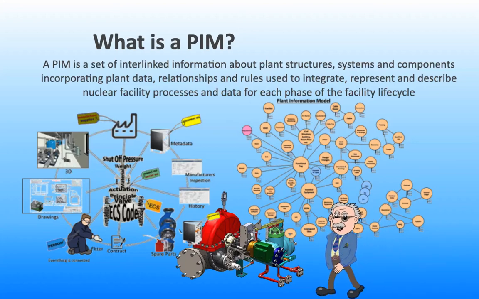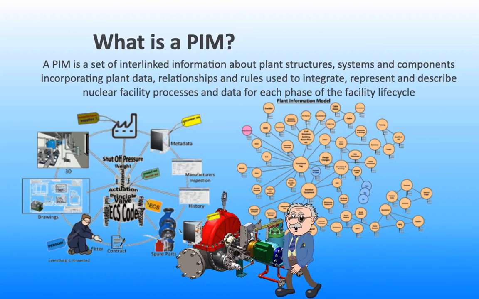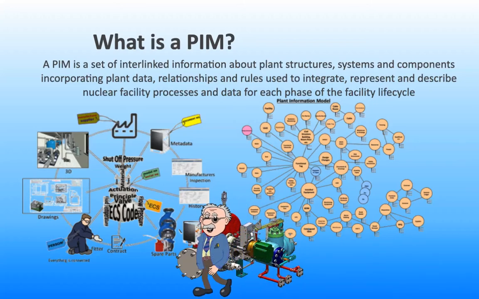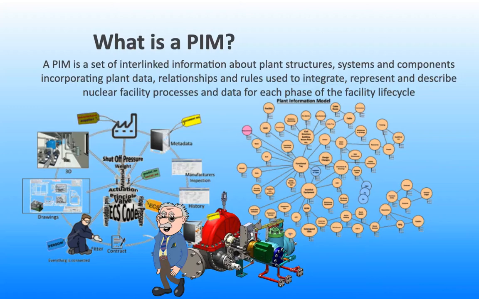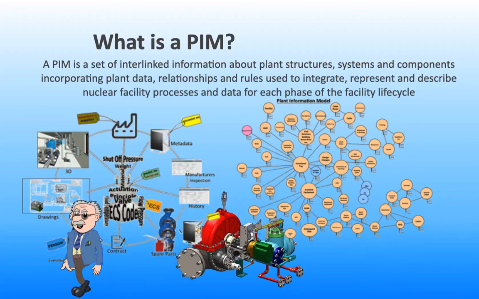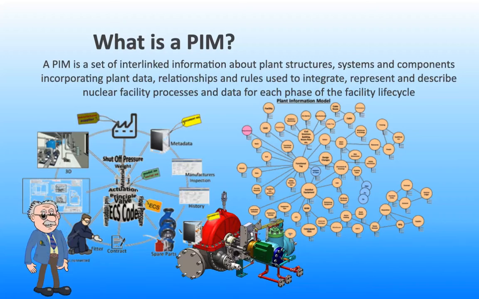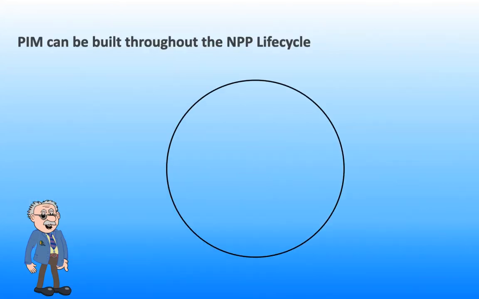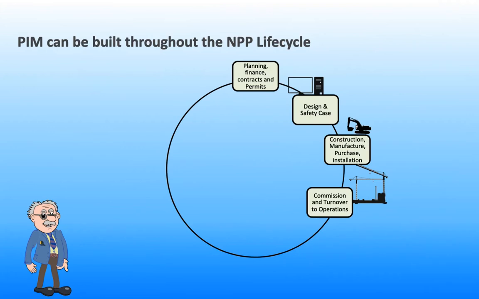Data can come in many forms: a 3D model, drawings, documents, calculations, data sheets, maintenance data, test data. It is not only the design data, but from all stages of the life cycle: requirements data, design data, the safety case, construction, manufacture, installation, testing, operations, maintenance, engineering, etc. So a PIM will incorporate information from all stages of the life cycle.